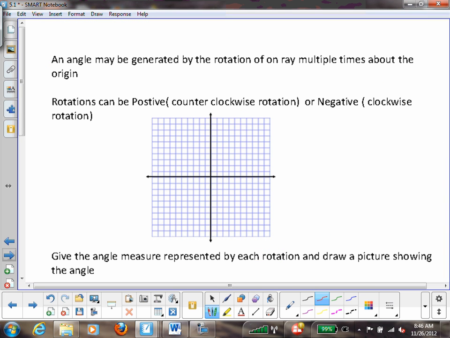All right. So an angle can be generated by rotating a ray multiple times around the origin. Here's your origin. A positive rotation is a counterclockwise rotation. Starting at the origin, which is 0, rotating it this way is a positive rotation. Starting at the origin and going clockwise is counterintuitive. We want to think of clockwise being positive, but that's really the negative. So rotating your ray downward is a negative rotation. 0 is always here. No matter which way you're rotating, 0 is here.